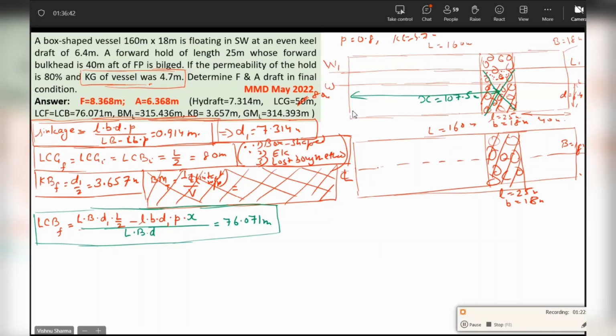76.069, sir, LCB. Okay, that's okay. 71 is what I must have calculated for LCF. LCF will be more accurate because the D1 is rounded off. The sinkage is rounded off. That is causing that slight difference. Okay. Don't worry. What you got is right.